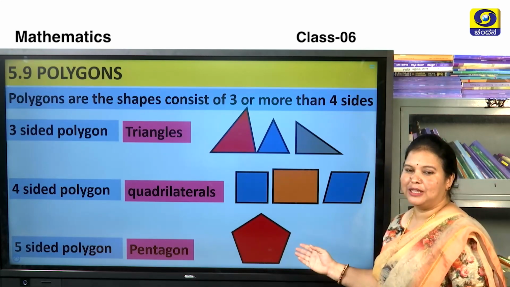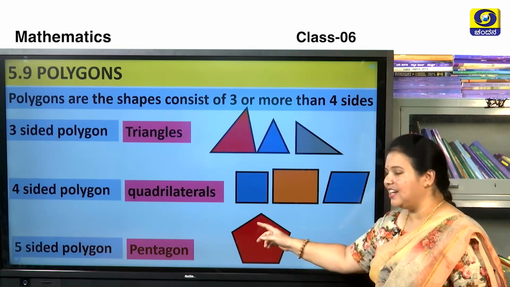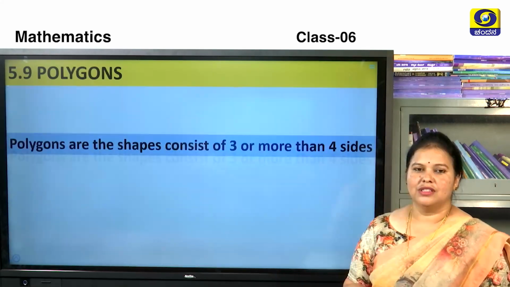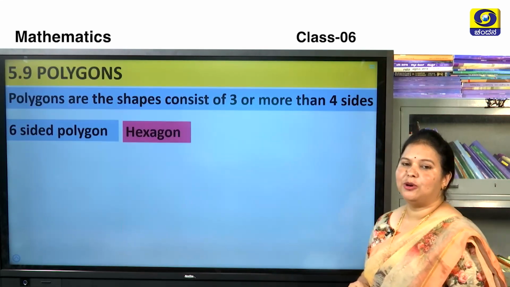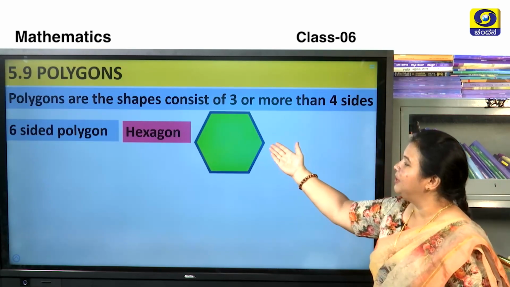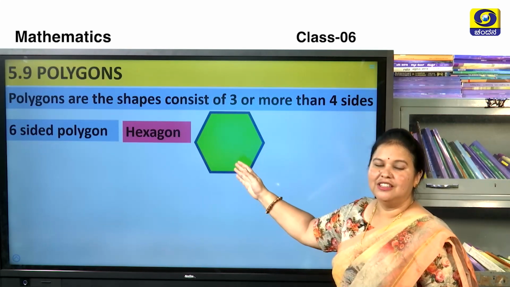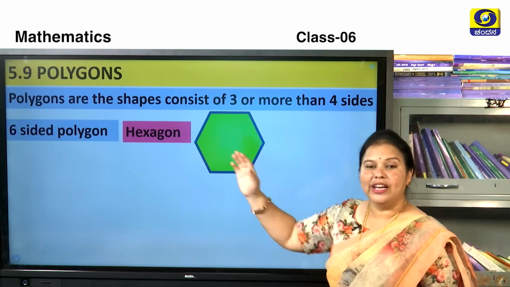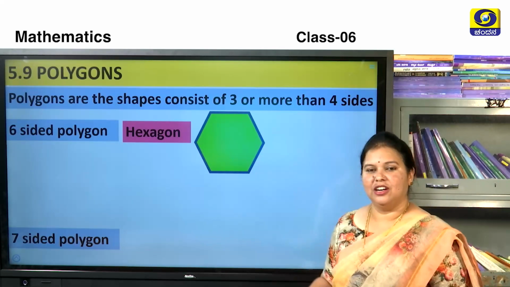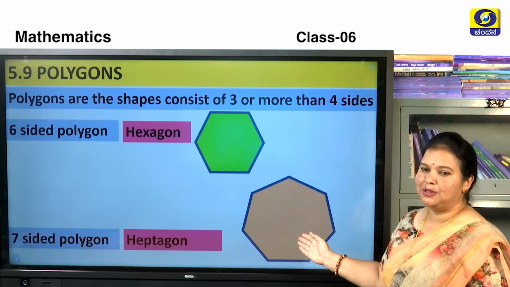And the shape of the pentagon you can observe here. How many sides it has? Yes, it has 5 sides. So penta means 5. Similarly, six-sided polygon is named as hexagon. You can see the picture of hexagon here. If you count the number of sides in this figure, you will get 6. So hexa means 6. Similarly, seven-sided polygon is called as heptagon. So the shape you can see here.